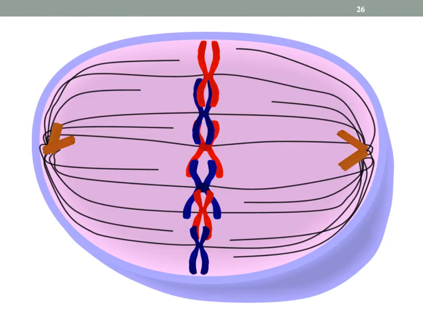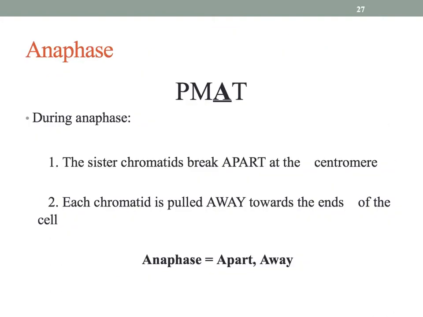So you can see that the chromosomes are clearly lined up in the middle, and they are basically getting ready for the next phase of mitosis, which is anaphase. Anaphase is the third phase of mitosis, and the way that I remember is to simply remember A for away, or apart.